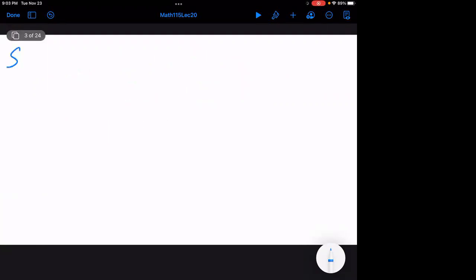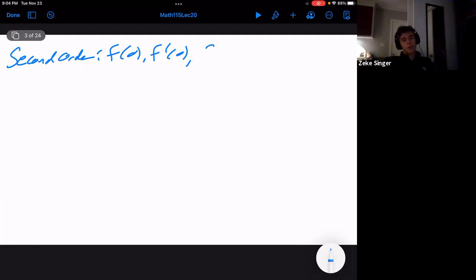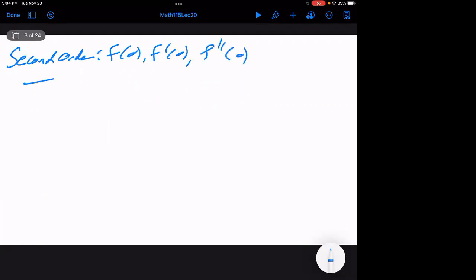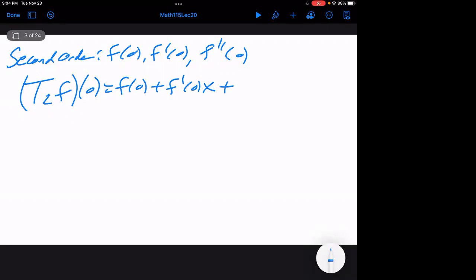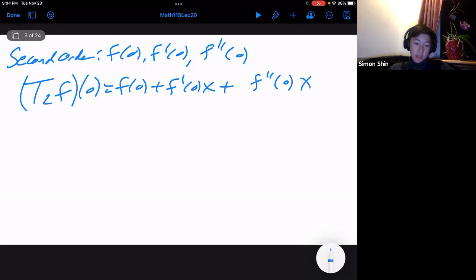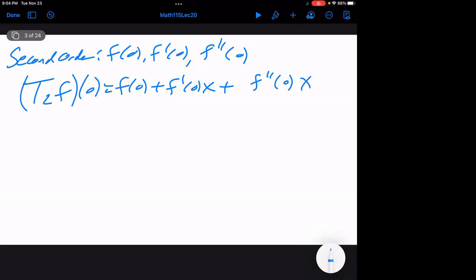What do you think we should have for the second order? What information? Well, speed. We have f of 0, f prime of 0, the second derivative, f double prime of 0. Acceleration. And this is the part that's tricky. So we know it should start off as f of 0 plus f prime of 0 times x. Anybody want to guess what comes next? I think f double prime of 0 times x, but I feel like that's not times x. Would it be times x squared? Ah, x squared, good. X squared.